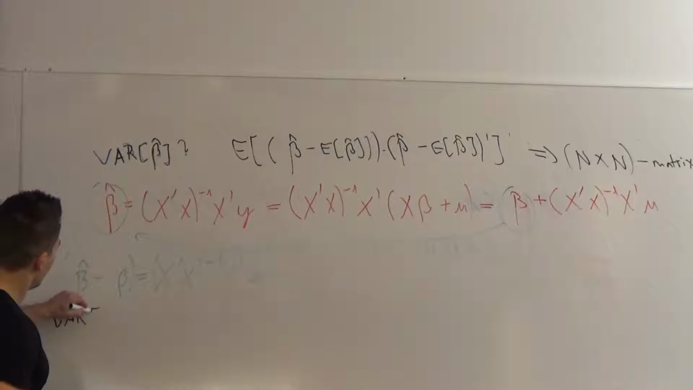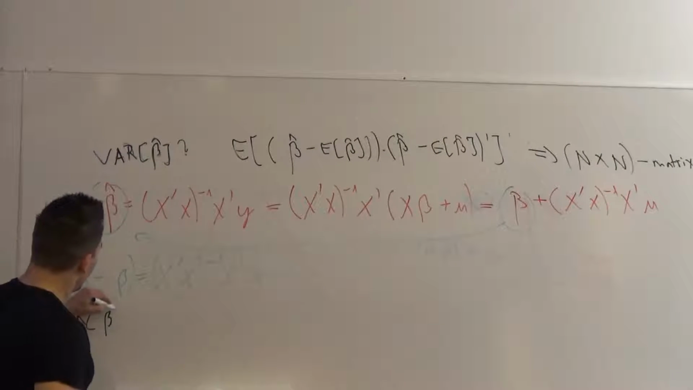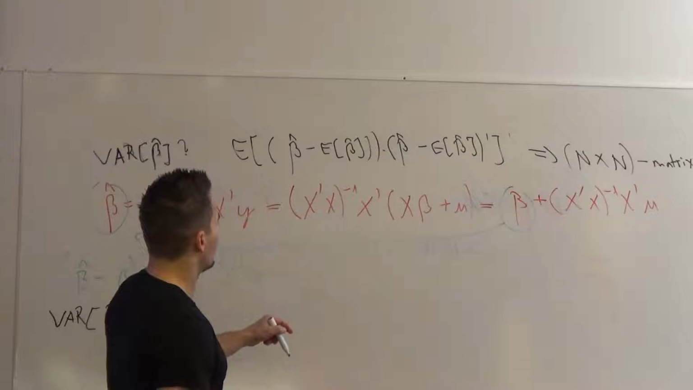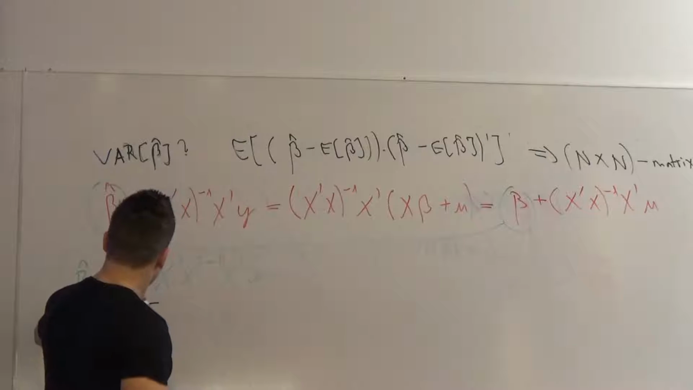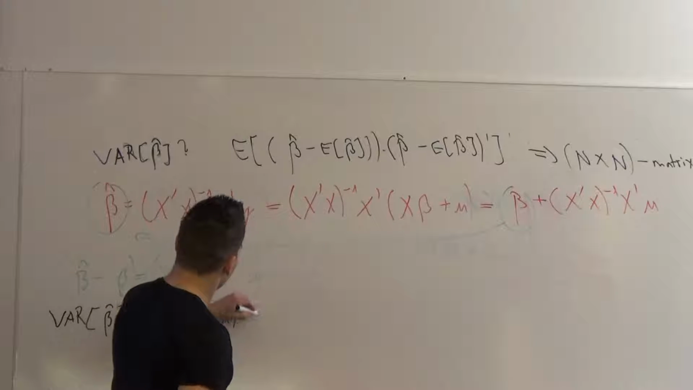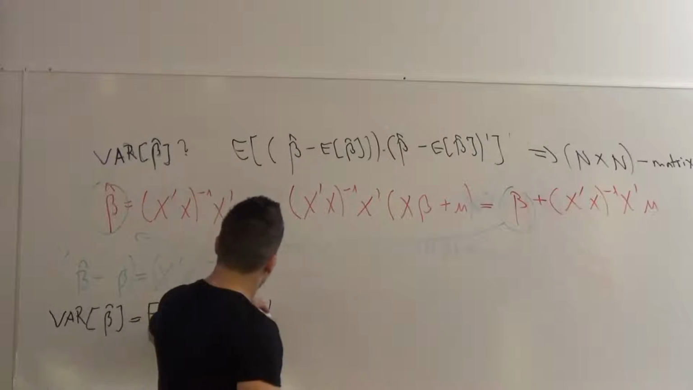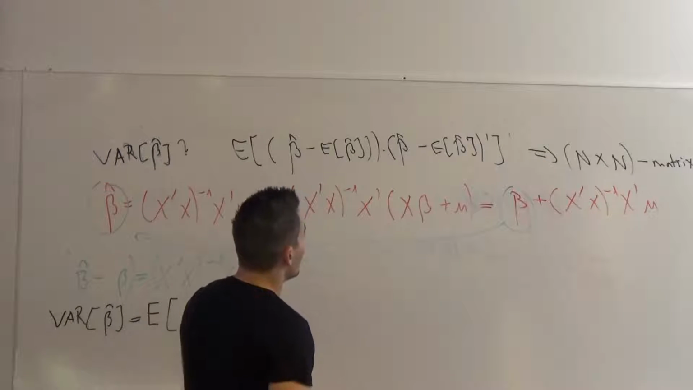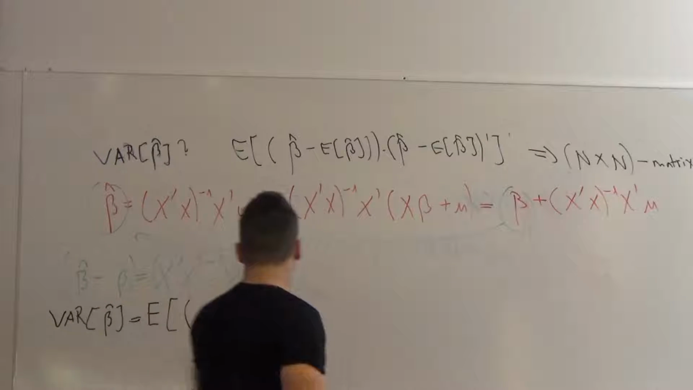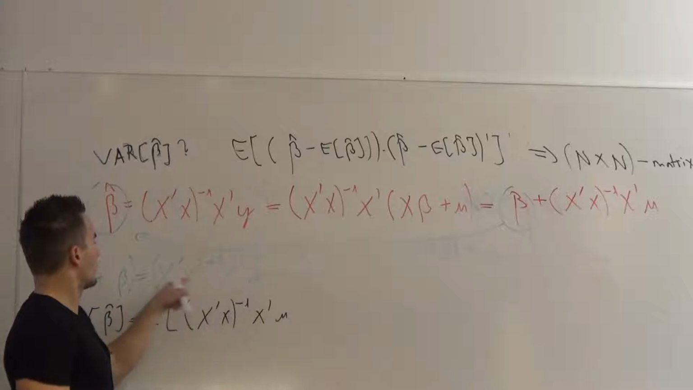So the variance of beta hat is then given by the expectation of (X'X)^-1 X'u times itself transposed. We have to transpose this expression now here.